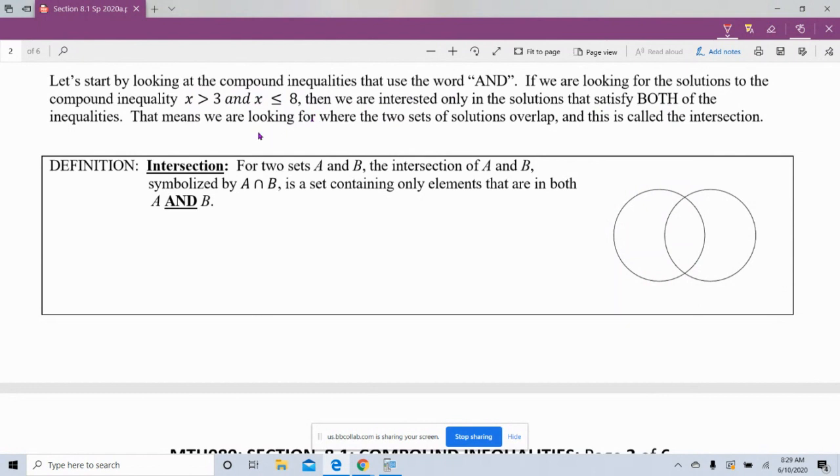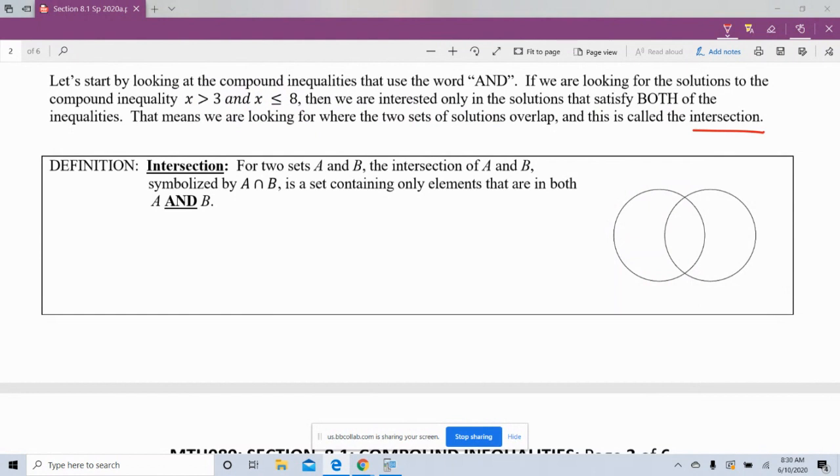And that means you're looking for where the two sets, the solution set of the first inequality and the solution set of the second inequality, you're looking for solutions that are in both of those sets. So that's where the two sets would overlap. And the technical math term for that is intersection. So we're going to be looking for the intersection of our two sets.